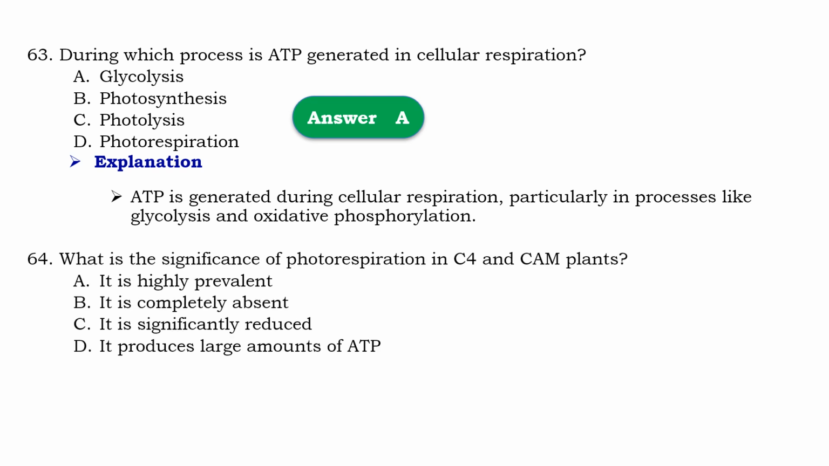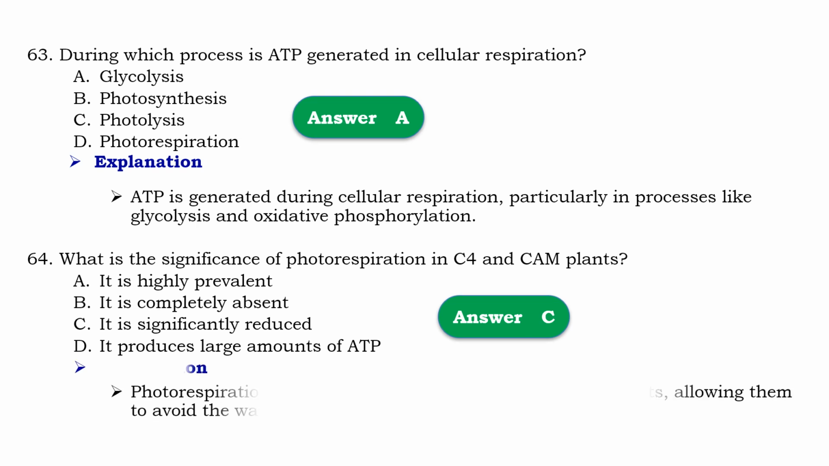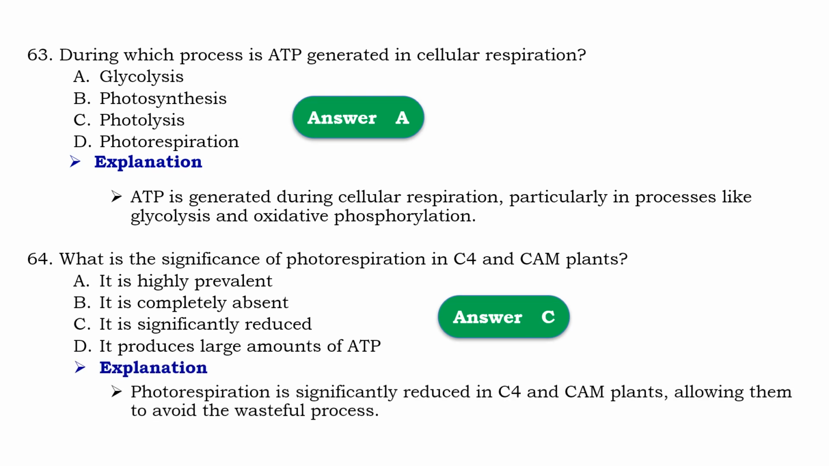Question number 64. What is the significance of photorespiration in carbon 4 and CAM plant? So that should be C, it is significantly reduced. Means that photorespiration is significantly reduced in carbon 4 and carbon CAM plants, allowing them to avoid wasteful process.